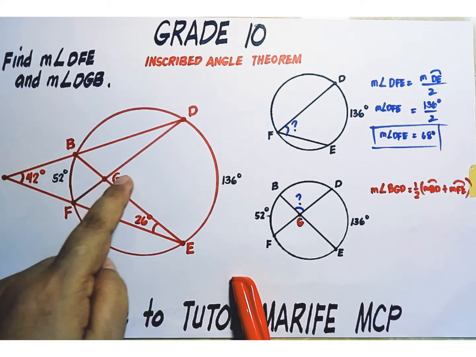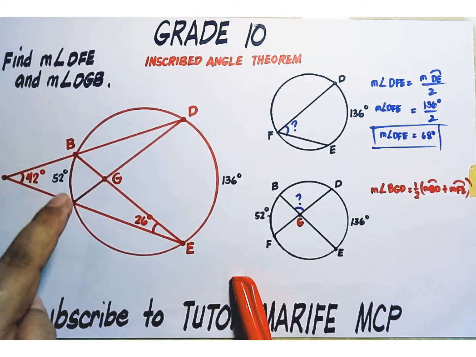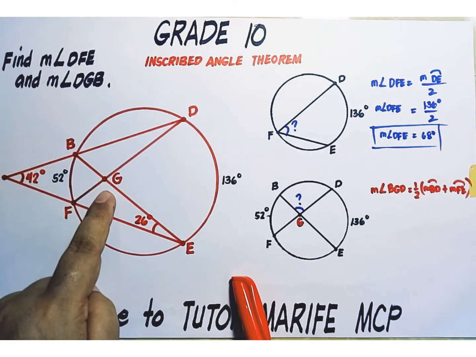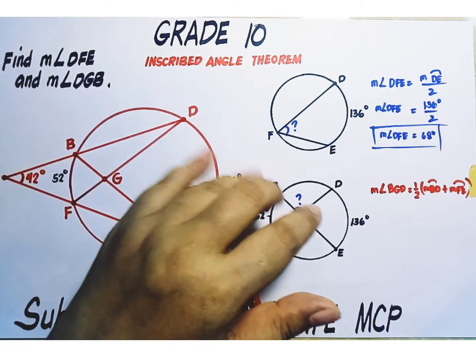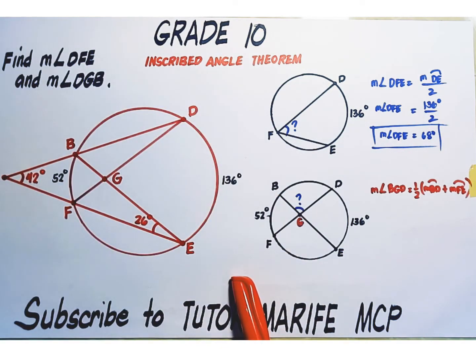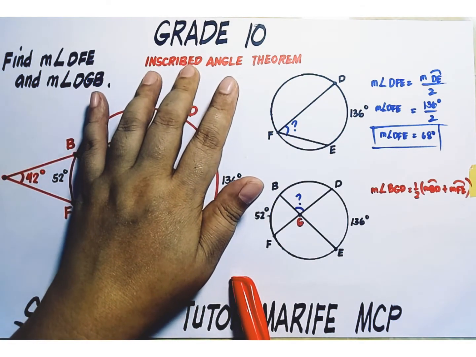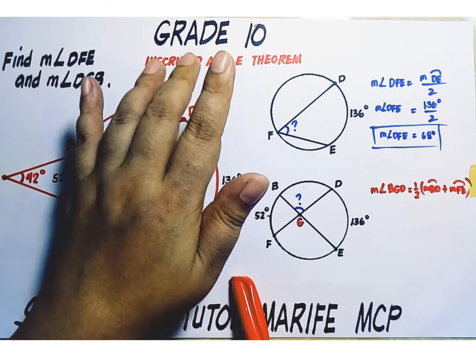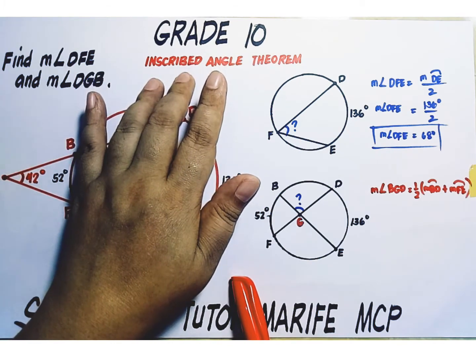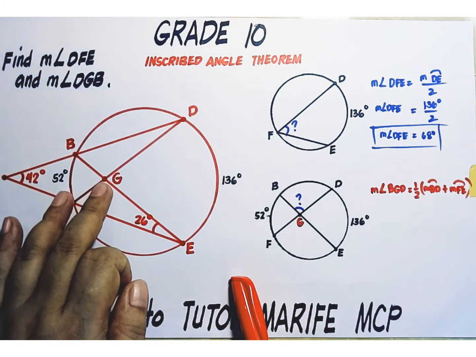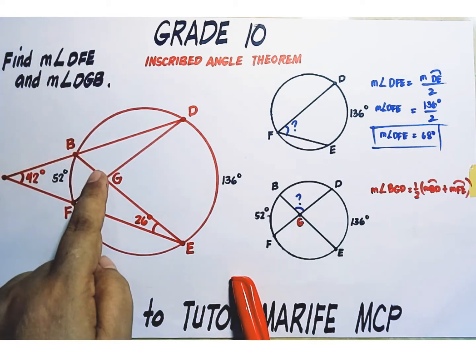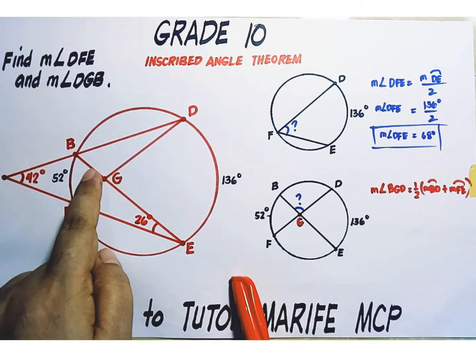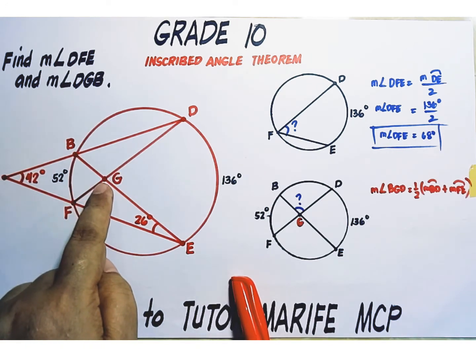The angles formed by the two intersecting chords inside the circle are called inscribed angles. So, we have another definition for an inscribed angle. An inscribed angle can also be defined as an angle whose vertex is inside the circle. One of the indicated angles is angle DGB. It is an inscribed angle whose vertex is inside the circle.